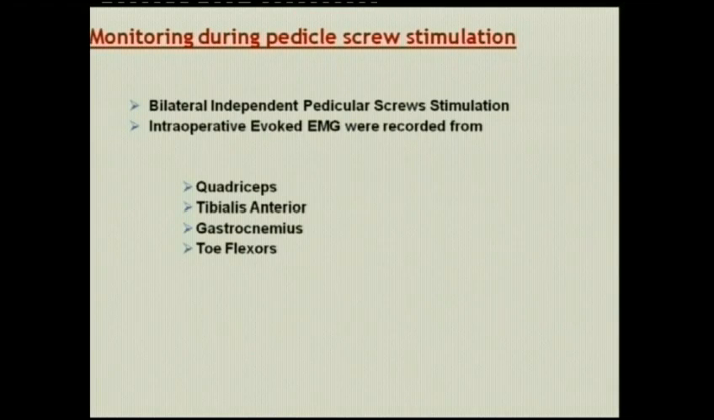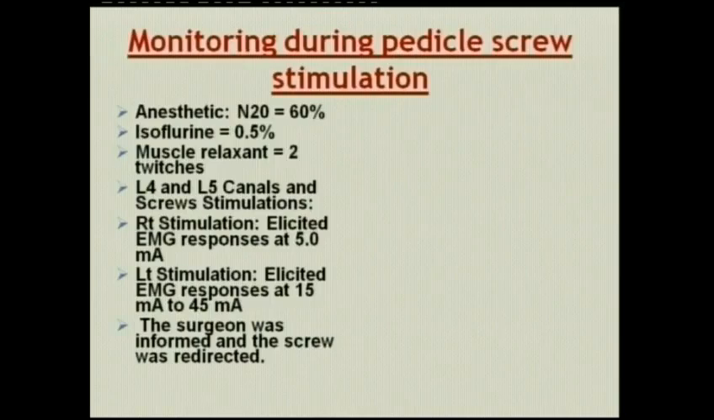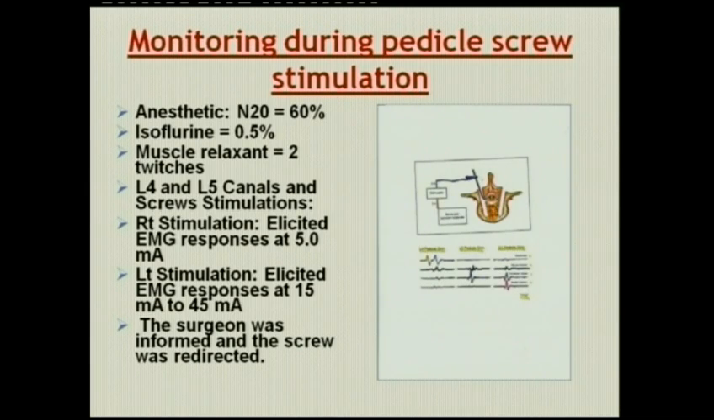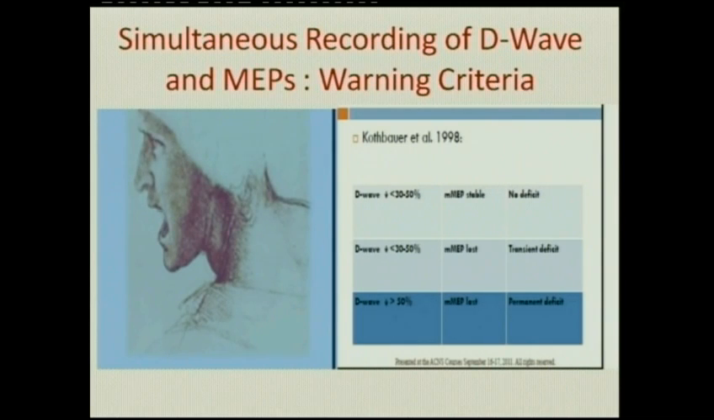Okay, this is one of my patients I did with Dr. Sibai, and the patient had an L4 vertebral body fracture, and we monitored these muscles, and we got a warning on the right side, but on the left side the threshold was quite good. And this is something about the D wave, which I mentioned, and this is my last slide.